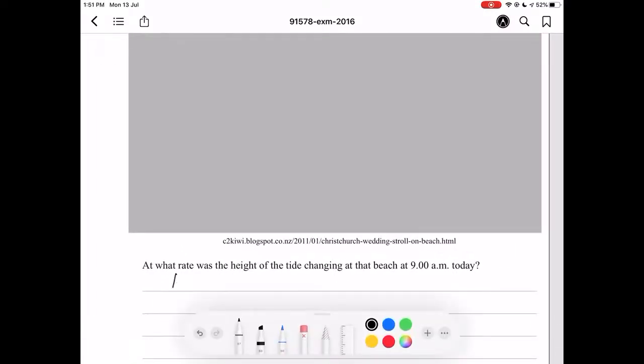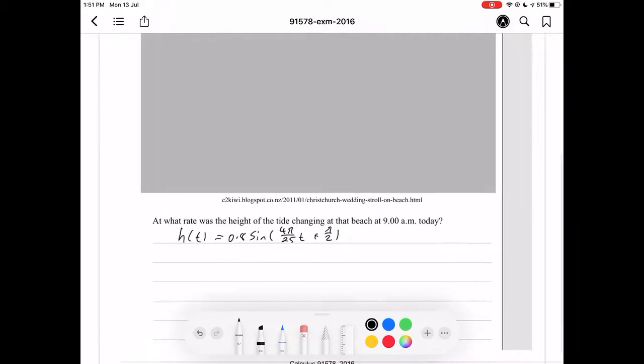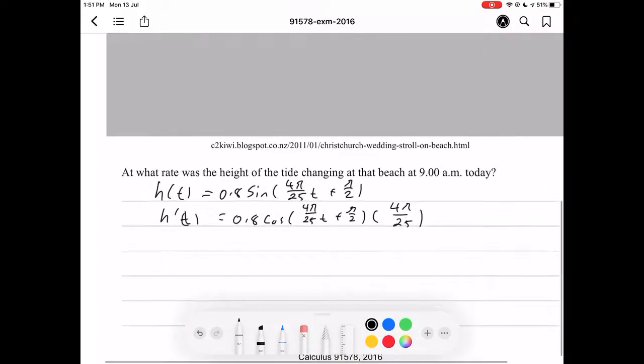So we'll write down our function again. We'll say h of t equals 0.8 sine of 4 pi over 25 times t plus pi over 2. Alright, so we know sine differentiates to cos. So h dash of t equals 0.8 cos of 4 pi over 25t plus pi over 2. But we cannot forget we have to multiply it by the derivative of the inner function, which in this case is just 4 pi over 25. Alright, and that will be our differentiated function.